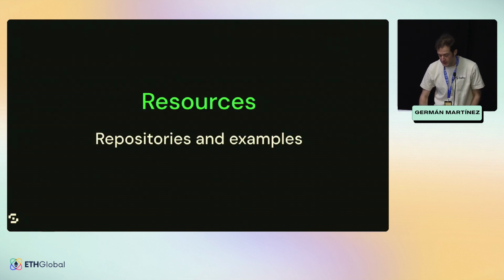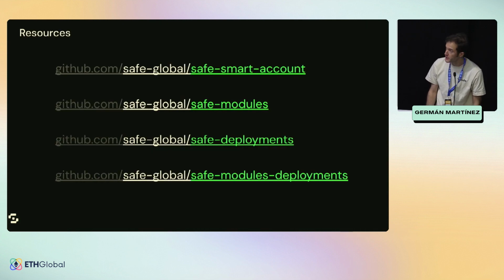So some resources that can be helpful for you, just sharing 4 repos. The first one is the Safe Smart account, where you can find the contracts of Safe. All of them are in the ETHGlobal organization. The second one is Safe modules, where you can find the implementation of the Safe 4337 module and some examples using it. There is the Safe deployments, where you can find the addresses where Safe is deployed depending on the networks. And the last one, the Safe modules deployment, you can see where the Safe 4337 module is deployed, what networks, and what is the address.